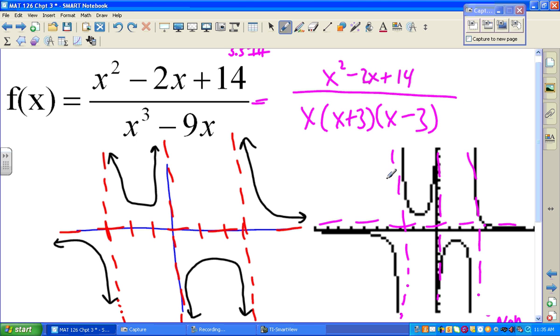Before I forget the homework that I have to get to: page 264, 27 through 49 odd. So that's my goal today. And also you're going to have a homework check over section 3.4. All right? So, moving on.